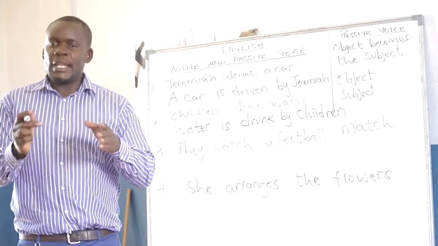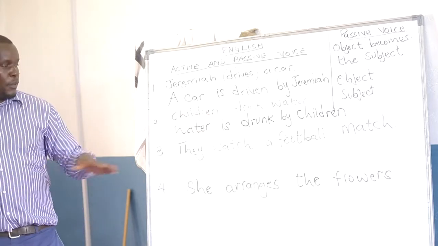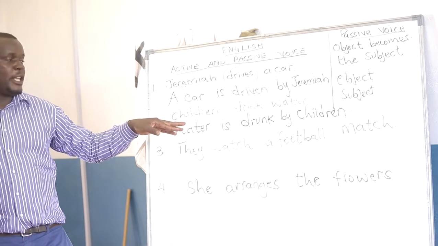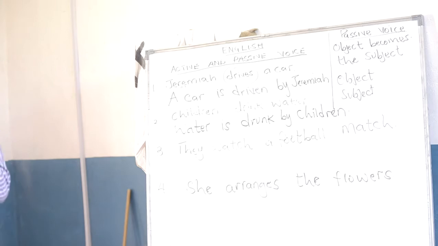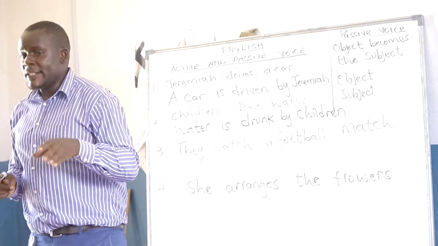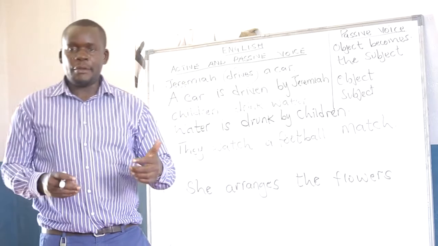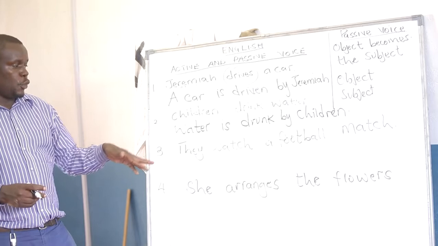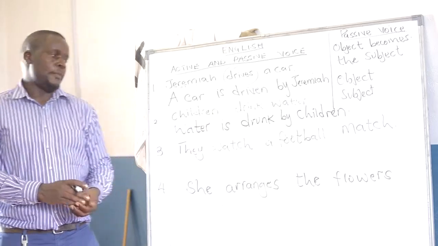Though sometimes we realize that there's always a confusion whereby some pupils come to an extent of saying that water is being drunk. No. You are only supposed to say water is being drunk when the sentence is in present continuous tense, that is, there is an addition of ing to the verb. So here we simply say water is drunk by children.